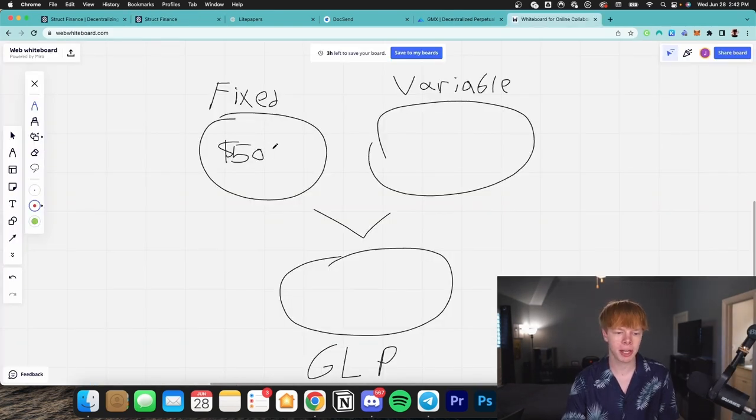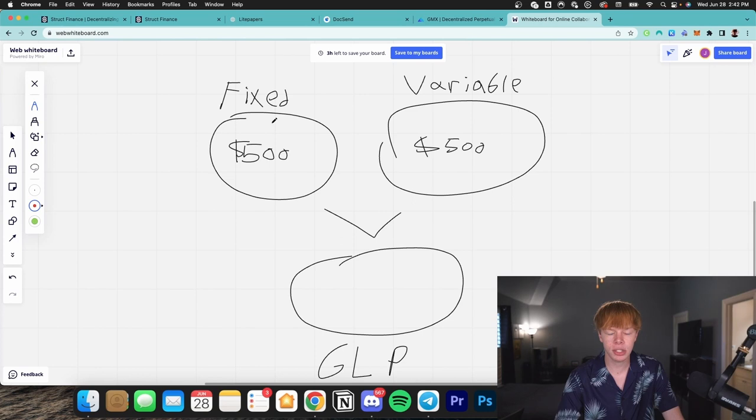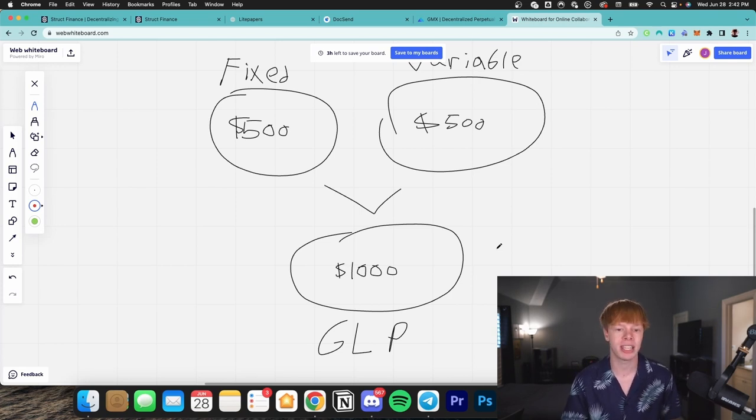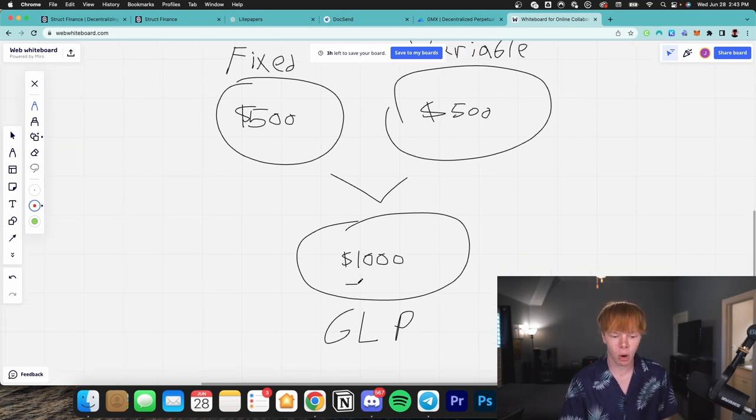Let's just say somebody deposits $500 into the fixed yield vault, yielding 10%, and somebody deposits $500 into the variable yield vault. So say that position is a GLP position and the yield is derived from GLP. Well, then this full $1,000 right here is going to be deposited into GLP. But let's just say that GLP loses some value. It goes down maybe 10% in price. Well, then there's a $100 loss on the GLP position.